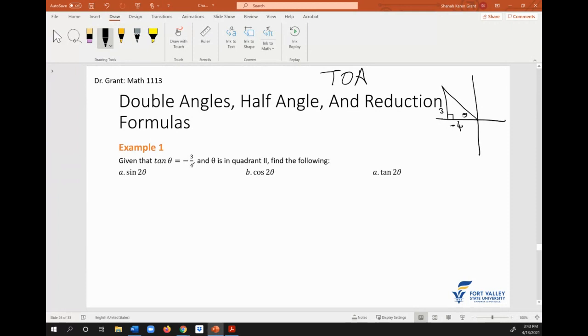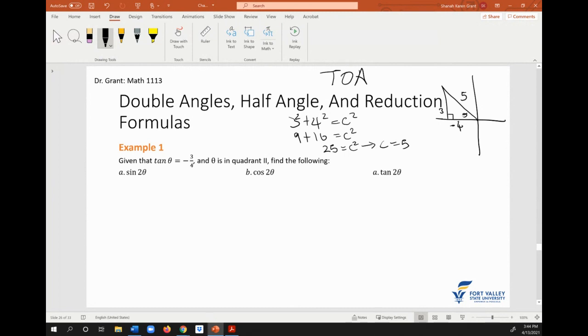So it'll be -4. Now, we need to figure out what our hypotenuse is. And so we can use our Pythagorean theorem. So we know that 3 squared plus 4 squared equals c squared. So this is 9 plus 16 equals c squared. 25 equals c squared. So that means c equals 5. Okay, so now that we have this information, we can simply plug in.